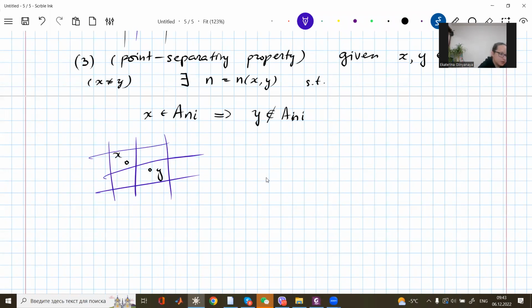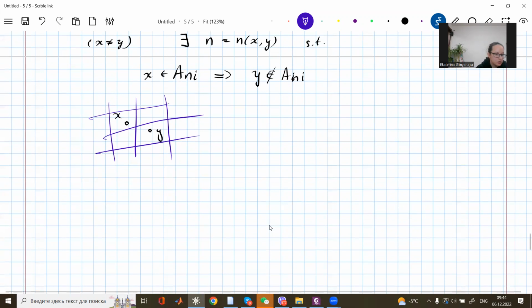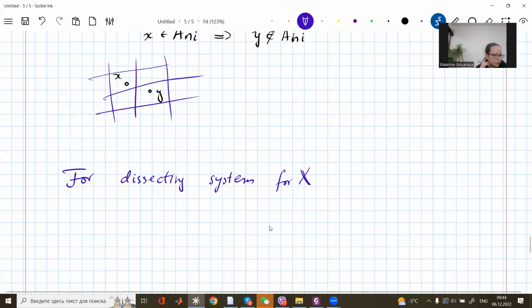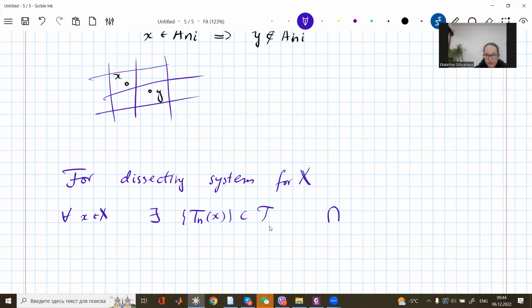So what is the idea? How can we approximate a simple point process? If we have a dissecting system for space X, then for any x, we can find a sequence of subsets that depends on x. So they are from this dissecting system, such that in the intersection we get just one point.